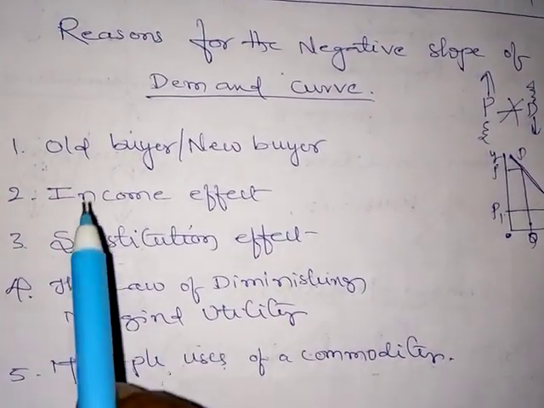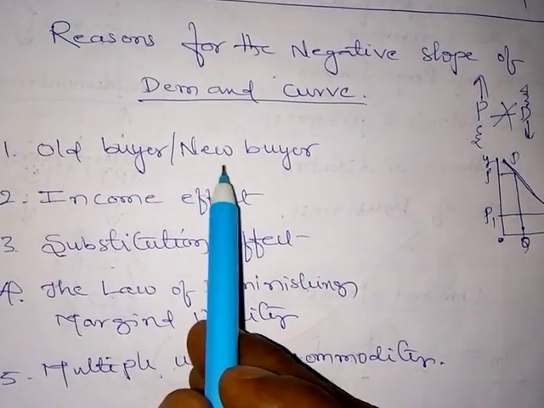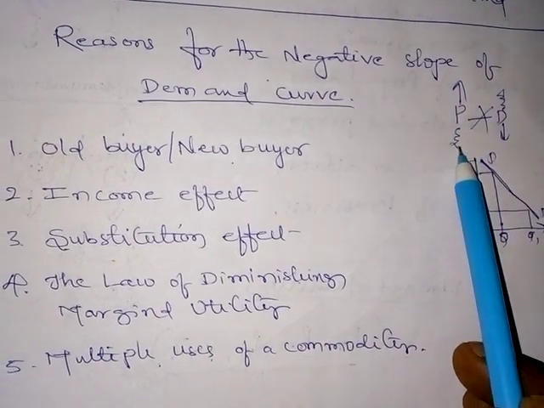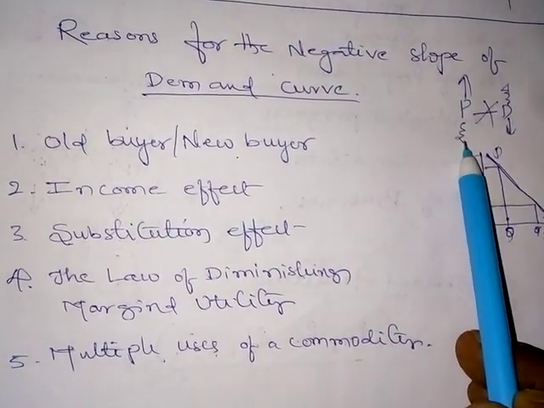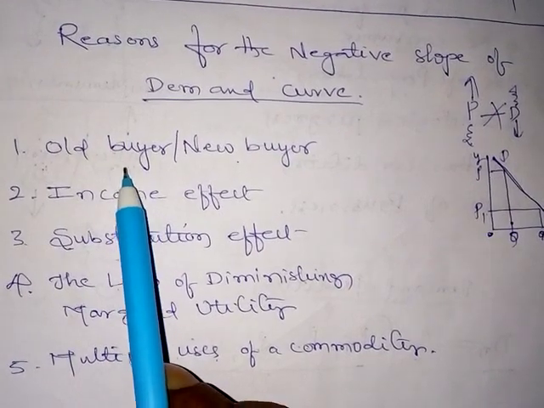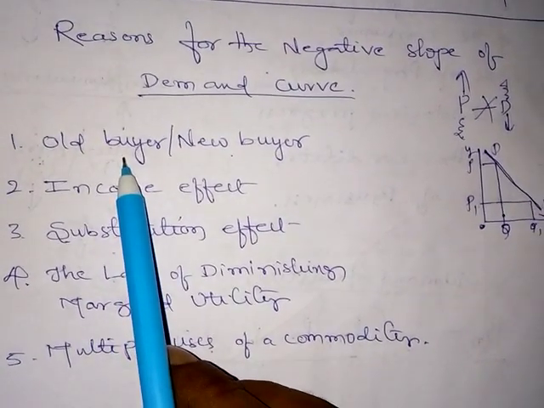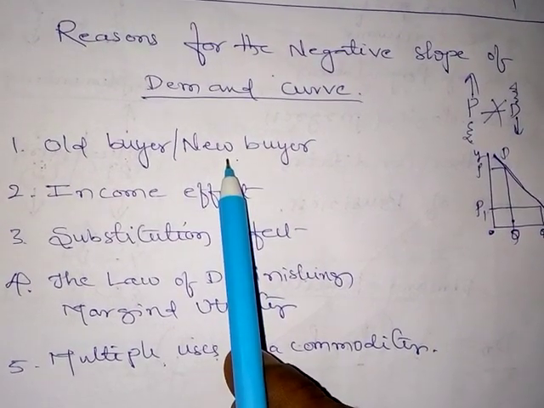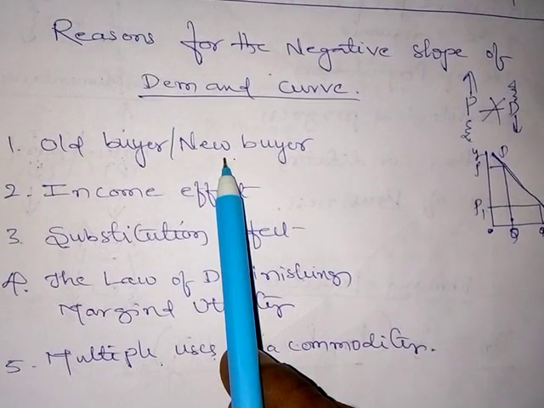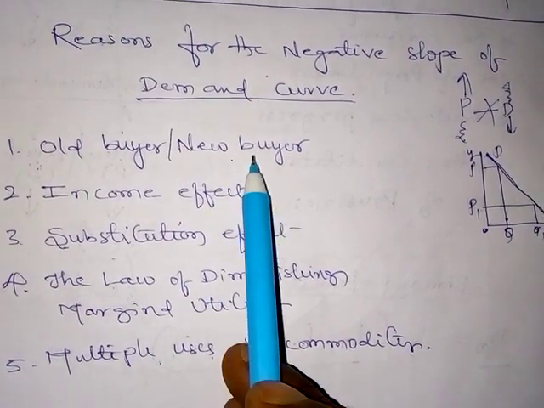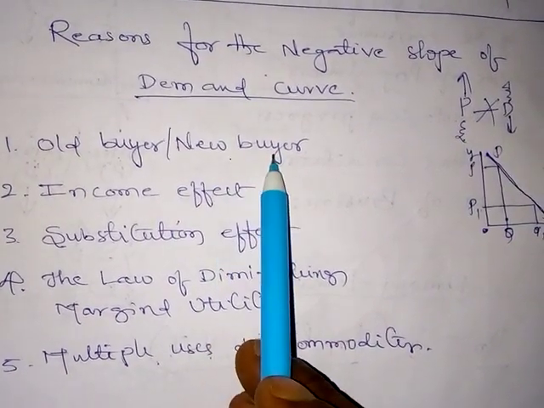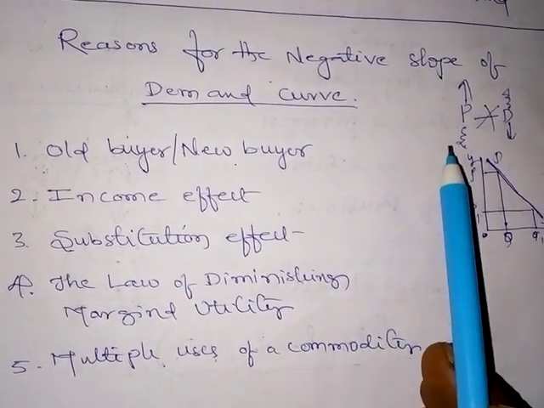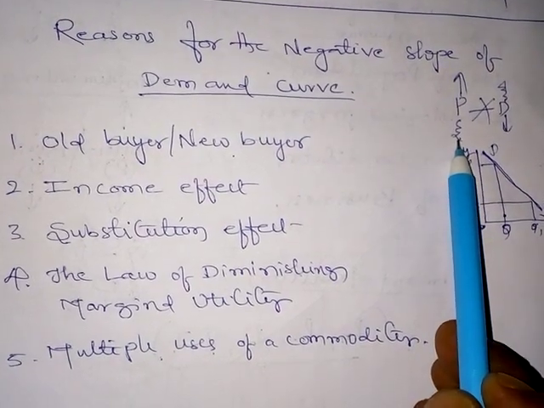Right? First point is that old buyers and new buyers. Here, when there is a fall in the price of that commodity, then what happens? The old buyers will probably purchase more of a commodity, and those who were unable to buy that commodity at higher prices will try to buy now at the reduced price. Therefore, they also enter into market and buy that commodity. So, the total demand for a commodity rises with a fall in the price of that commodity.